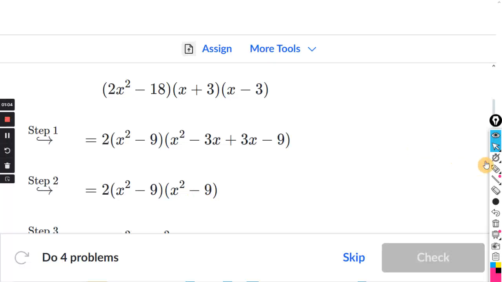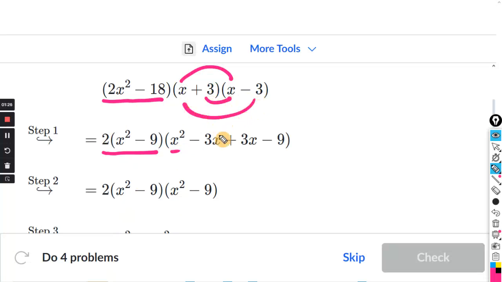So what did she do? Right here, she factored out a 2. 2x squared divided by 2 is x squared. Negative 18 divided by 2 is negative 9. This part is okay. Right here, she used FOIL. X times x is x squared. Positive 3x and negative 3x is right there. And last, 3 times negative 3 is negative 9. Step 1 is good.